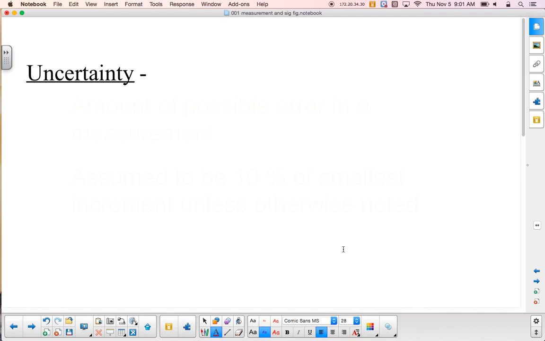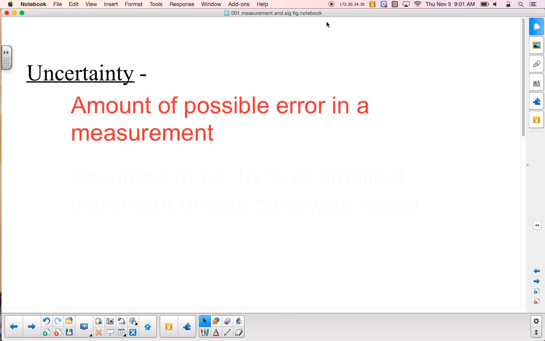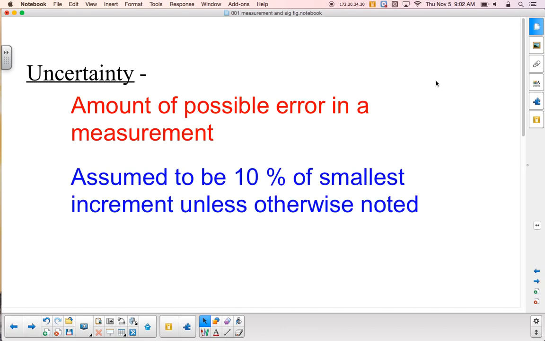One important thing about measurements is that no matter how good of a job you do with measurements, the fact that we estimate that final digit leads to all measurements having some uncertainty. Uncertainty is the amount of possible error that's present in a measurement. When you're taking measurements, the uncertainty is assumed to be 10% of the smallest increment, unless it's otherwise noted on the instrument.